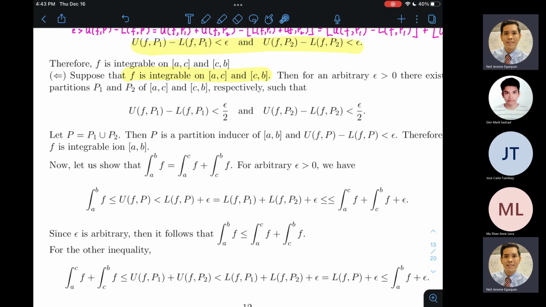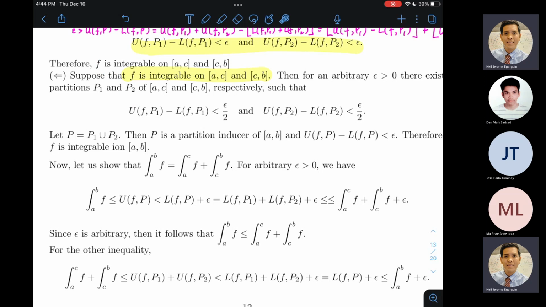So, kailangan ko makahanap ng partition inducer ng closed interval A comma B such that the upper minus lower Riemann sum will be less than epsilon. Pero madali na siya, gagamitin ko na yung na-establish natin na P1 at saka P2 from the assumption. Okay? Now, to get the response P, partition inducer P, sasabihin ko, madali lang yan. Si P ay yung union ng P1 at saka ni P2 na alam na natin nag-e-exist kasi nga si F ay integrable dun sa dalawang mas maliit na intervals.